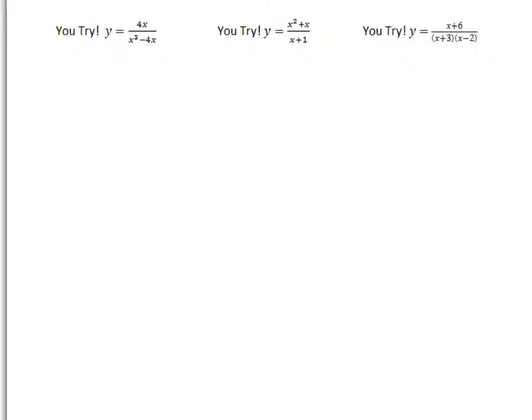We're going to skip these 3 try-its for now. And then you'll see these problems at the end of class if there's time. If not, you can always go onto YouTube and check these 3 problems and make sure you're doing things correctly. We'll practice vertical asymptotes, but we're going to practice it with the next section as well.